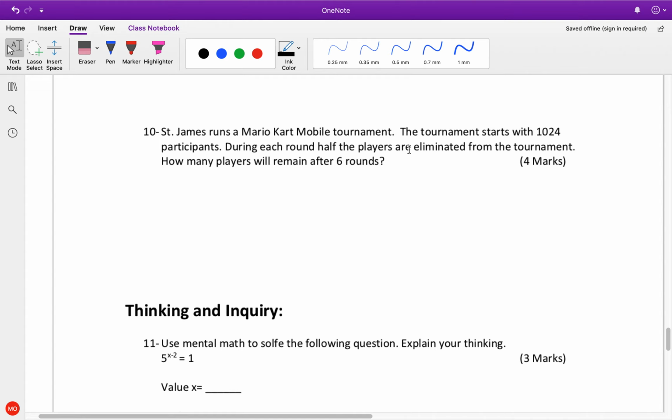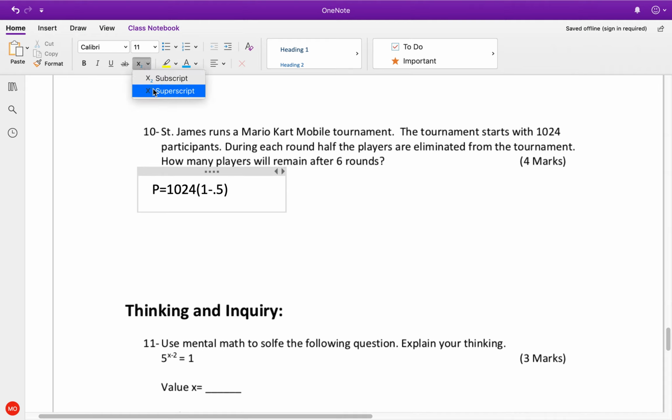So, St. James is running a Mario Kart tournament. The tournament starts with this many participants. During each round, half the players are eliminated. So it's an exponential decay. So let's say P is for players. Our original amount's 1024. It's a decay, so it's going to be 1 minus, we're cutting half the people, so half would be 0.5, to the power of R, because it's every round, so per round.